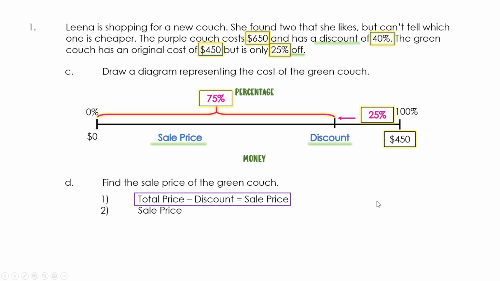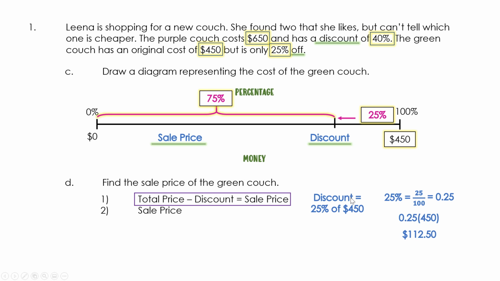So let's start with option one. We know our total price is $450, so now we need to find our discount. Our discount is 25% of 450. So to find 25% of 450, we need to convert 25% to a decimal. So 25% is equal to 25 over 100, or 25 hundredths. We multiply that by our whole number to get a discount of $112.50.